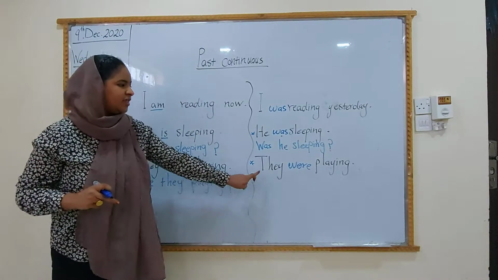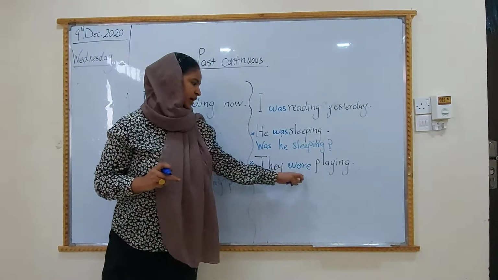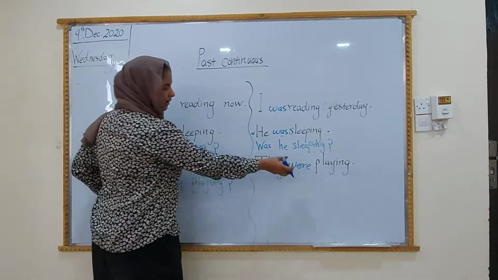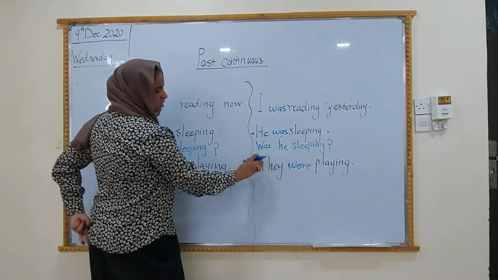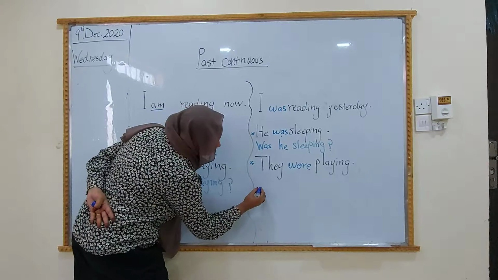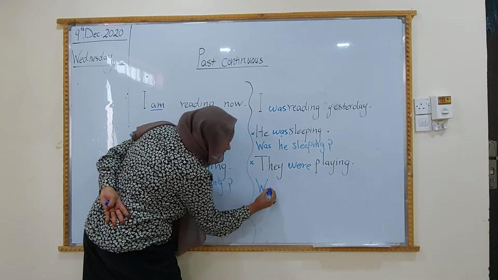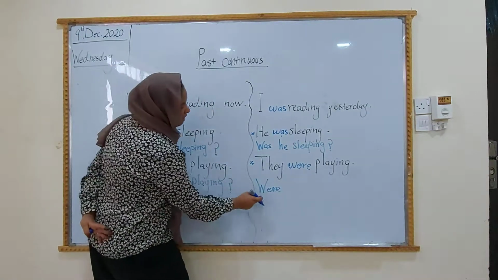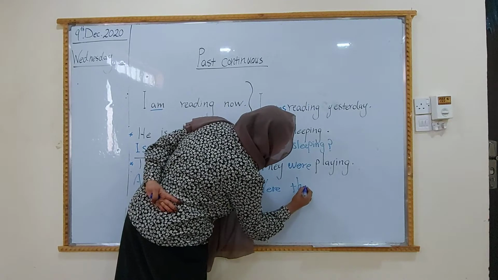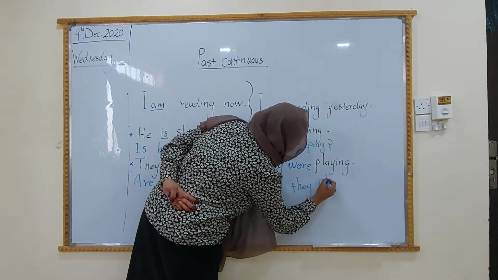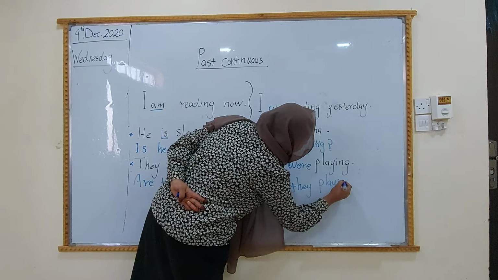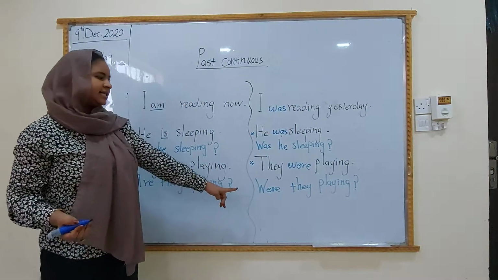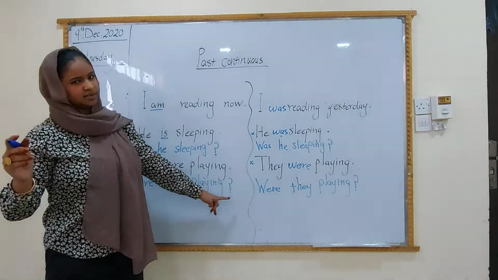Look at this one. They were playing. I want to make it a question. I will take "were" and put it at the beginning. After that, I will add "they". Capital W, because the question begins with a capital letter and ends with a question mark. Were they playing? Yes, they were, or no, they were not.